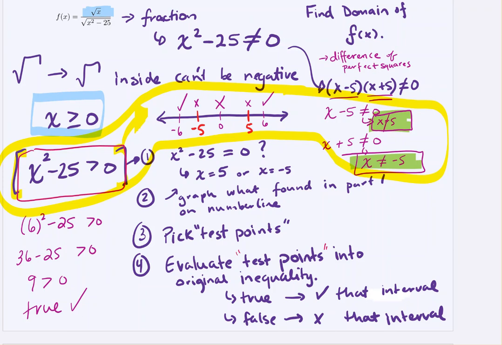And the issue is the denominator square root has no problem when x is negative 6. But imagine if we tried to evaluate our function at negative 6, we would get the square root of negative 6 divided by the square root of negative 6 squared minus 25. Well, the denominator is going to simplify to the square root of 9, which is just 3. But the top, if you try to type in the square root of negative 6 into your calculator, you're going to get an error because this is not a real number.